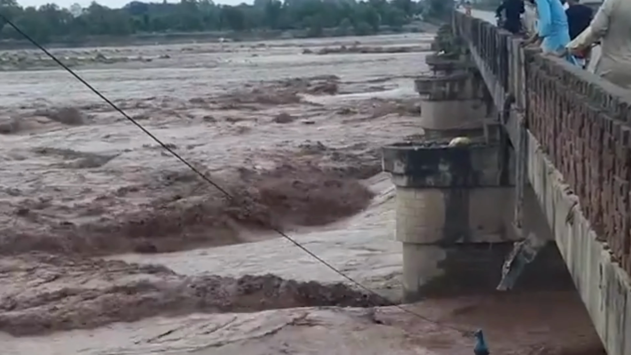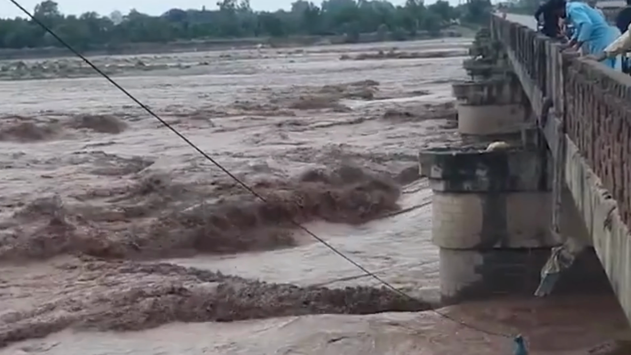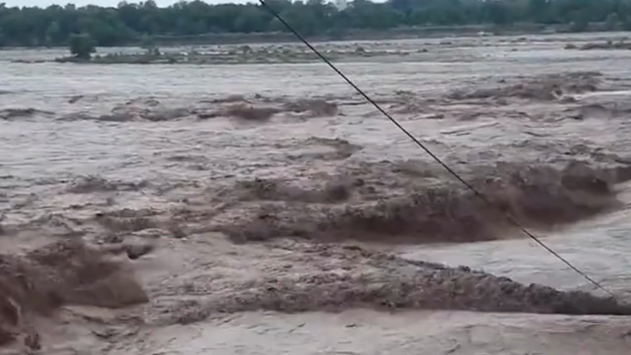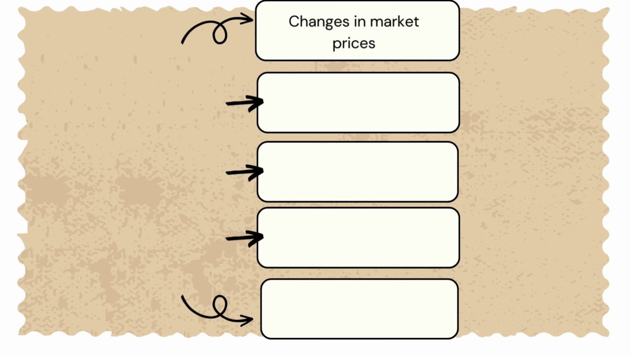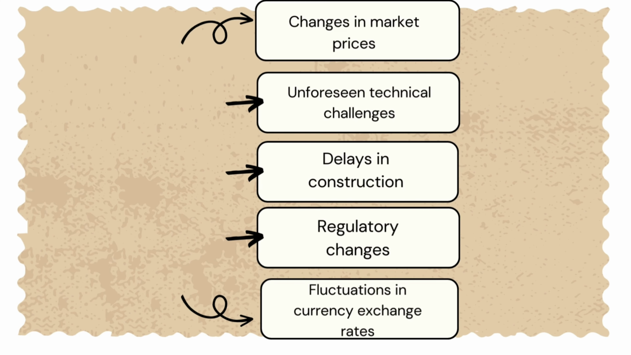Once construction begins, actual expenditures are tracked and compared to the initial estimates. Discrepancies between estimated and actual costs can arise due to various factors such as changes in market prices, unforeseen technical challenges, delays in construction, regulatory changes, and fluctuations in currency exchange rate. Contingency plans are essential to address unforeseen financial challenges or disruptions during the project life cycle.